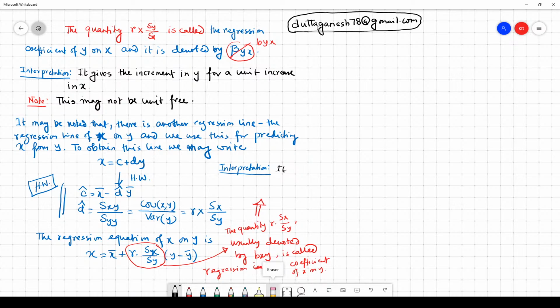So the interpretation: it gives the increment in x for a unit increase in y.